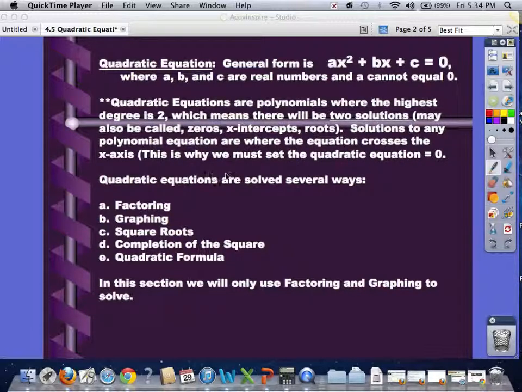So quadratic equations are solved several ways. We've talked about factoring and we've talked about graphing them. We will be doing the square roots, the completion of square, and the quadratic formula in sections to come. But right now, we're only going to be using the factoring and the graphing to solve. Okay?